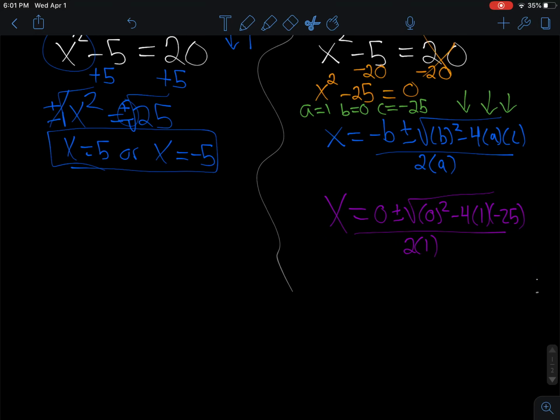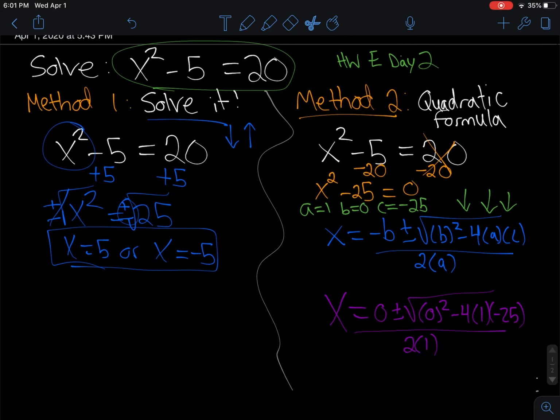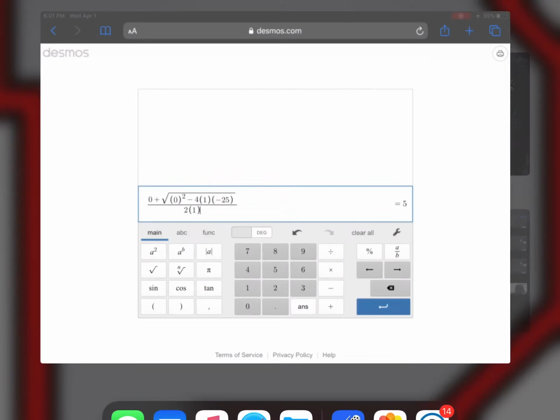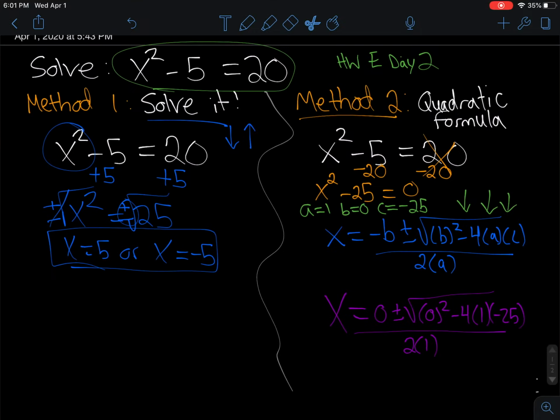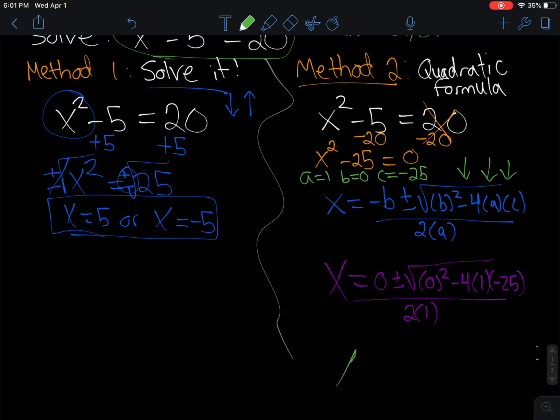So if you look there, if you just plug those A, B, and C in, you do that. You go to Desmos.com, you plug it in. I already plugged it in. I get an answer of 5. Now, your other answer, if you change the plus to a minus, will be negative 5. So you see, you get the same answer if you use the quadratic formula. So again, it's x equals 5 or x equals negative 5.